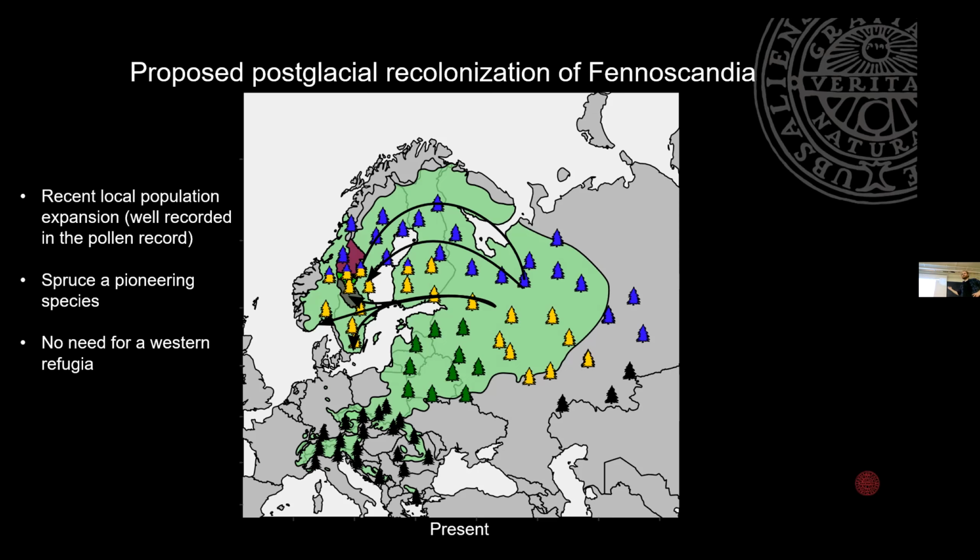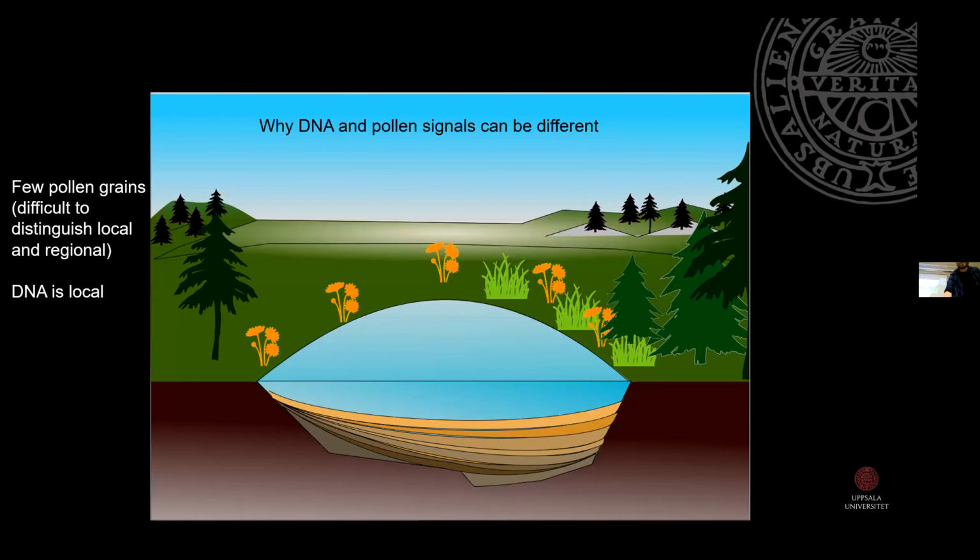So spruce might actually be a pioneering species instead of a late arrival into Scandinavia. And based on our data, we don't really need a western refugium to explain Kullman's results, as the genetic diversity can be explained by trees moving in from the east very early.